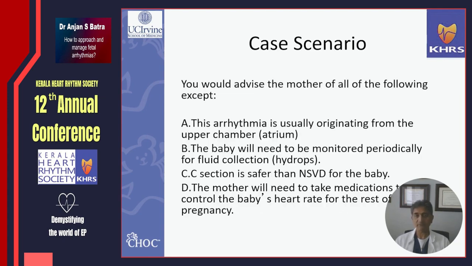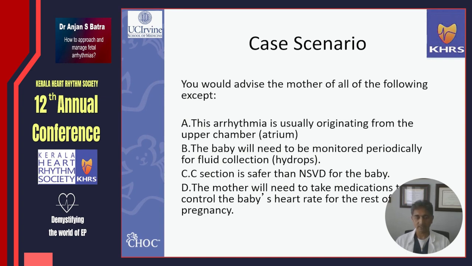You would advise the mother all of the following except: A, the arrhythmia is usually originating from the upper chamber or the atrium. B, the baby will need to be monitored periodically for fluid collection, also known as hydrops. C, C-section is safer than normal simple vaginal delivery for this baby. And D, the mother will need to take medications to control the baby's heart rate for the rest of her pregnancy.